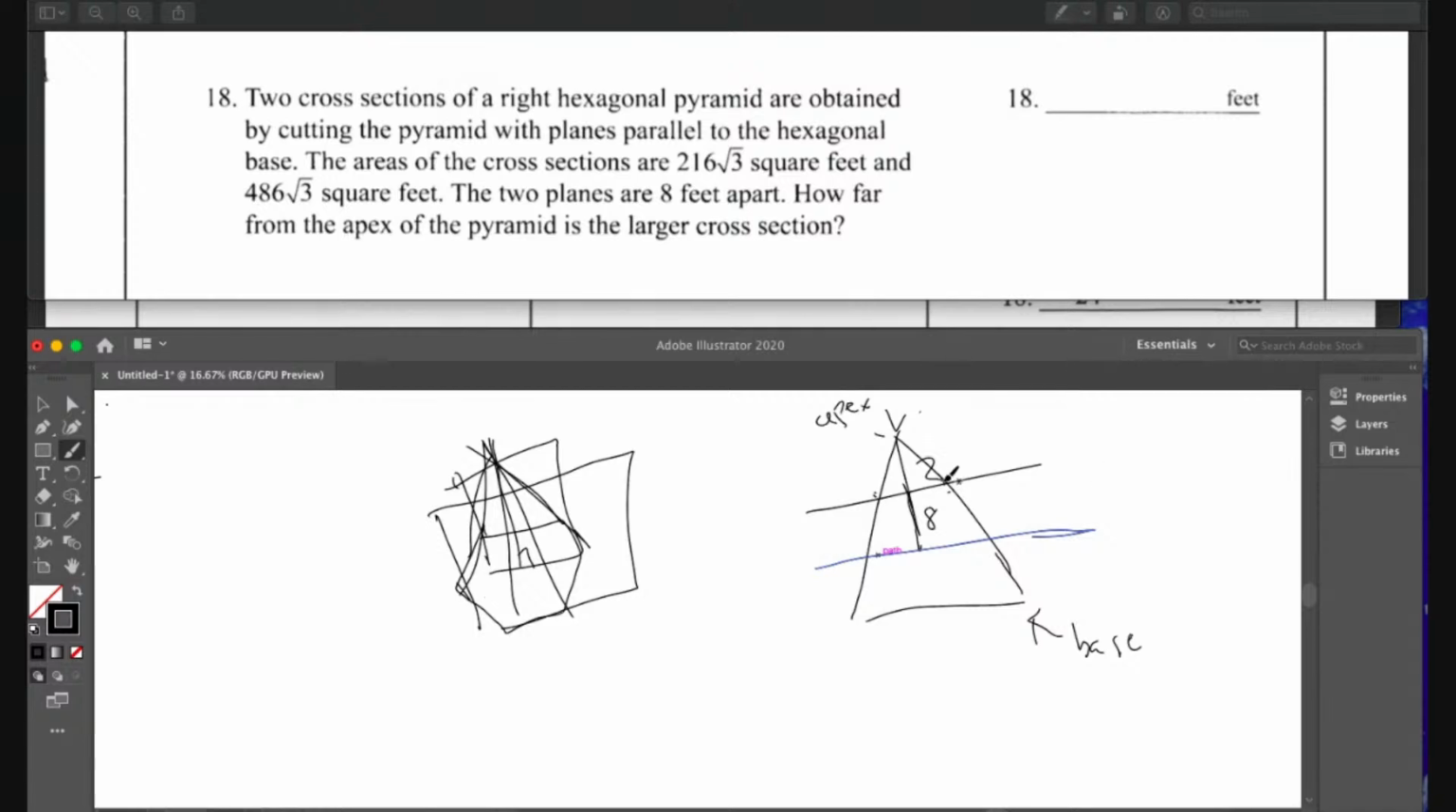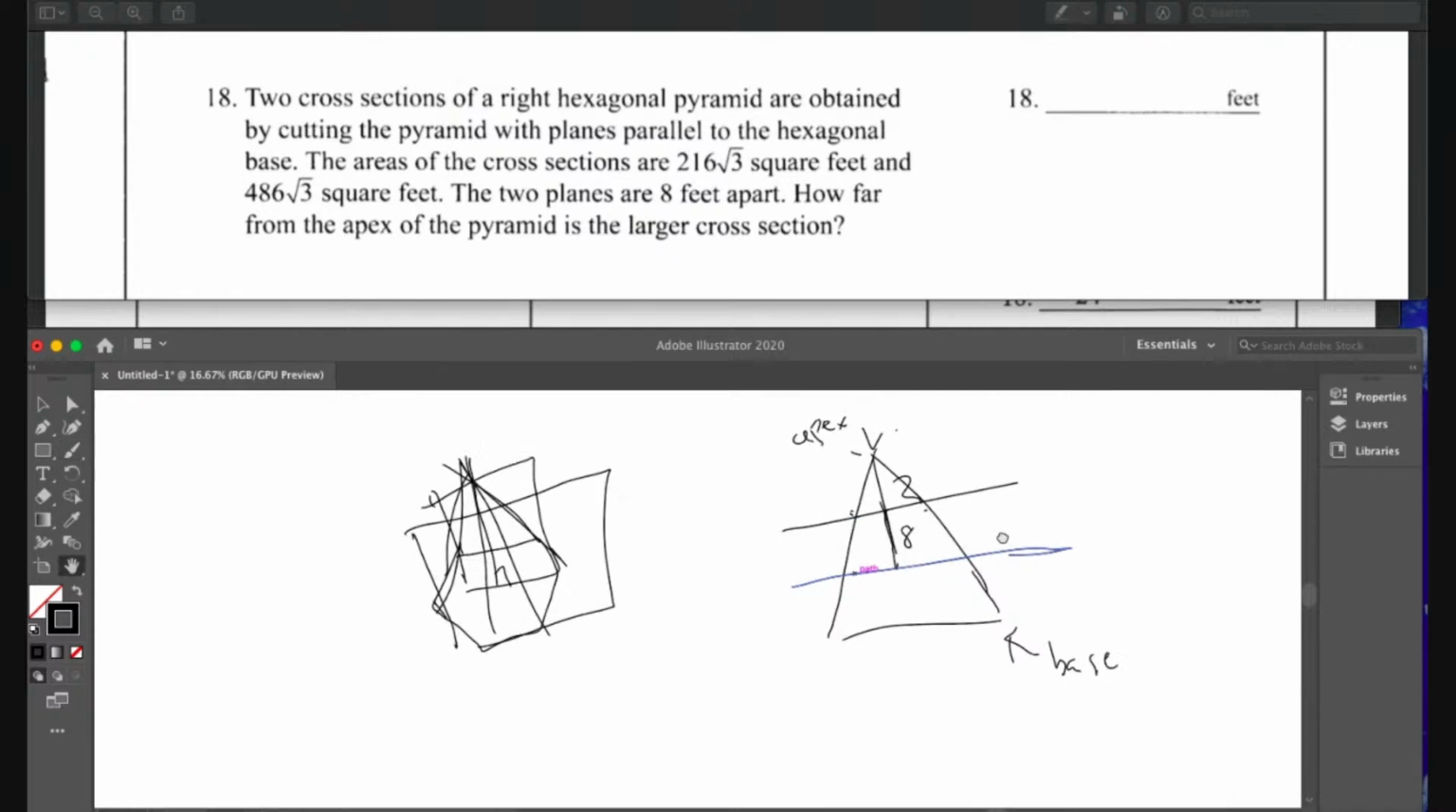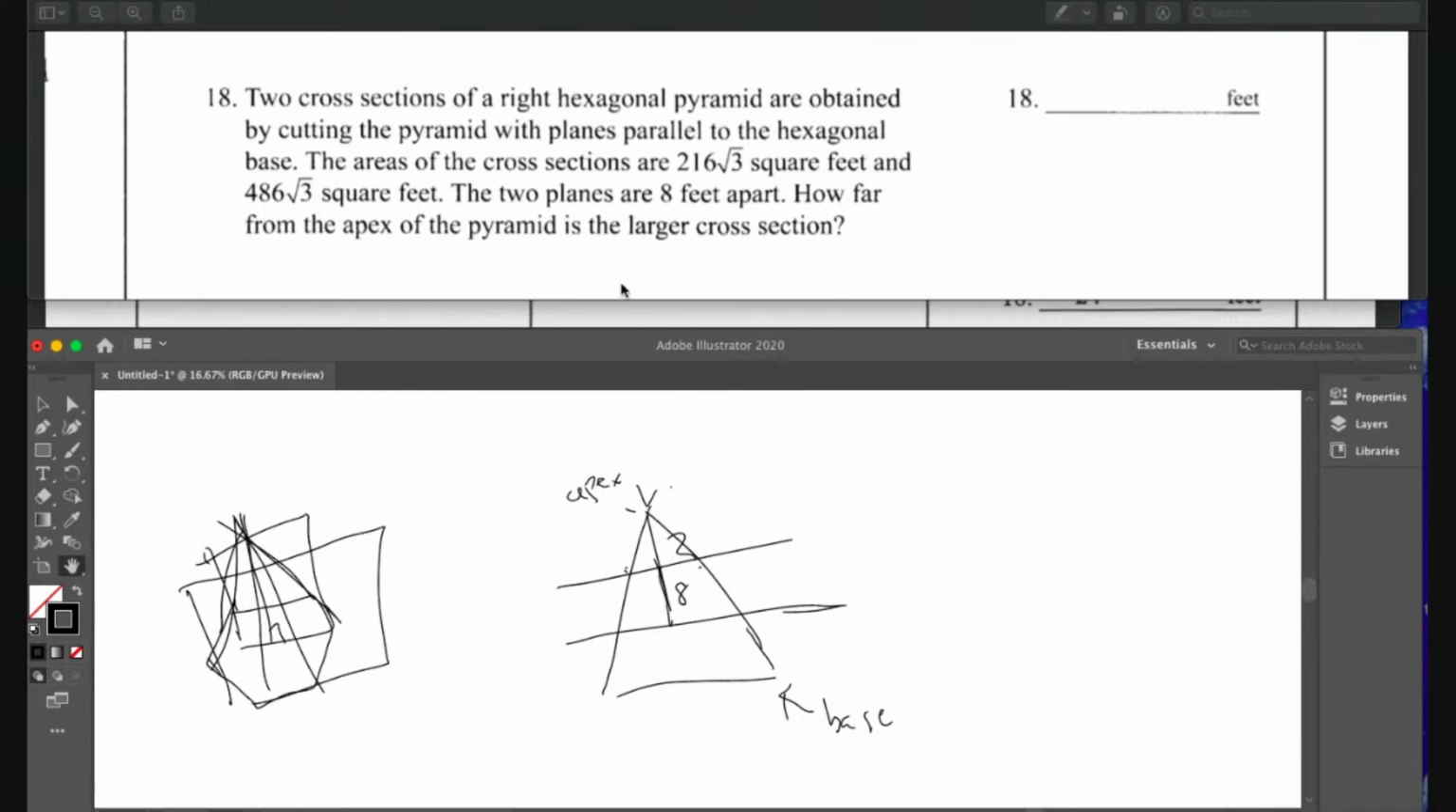So if I know that my two hexagonal cross sections are similar and I know what their area ratios are, then I can also find what their length ratios are. And length ratios might help me a lot more in this problem because I'm trying to find lengths, right? So from my largest to my smallest hexagon, my area ratio is going to be 486 to 216, right?